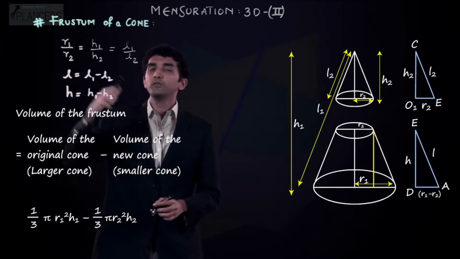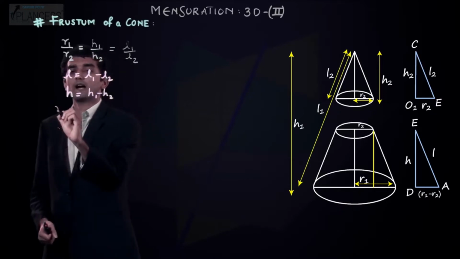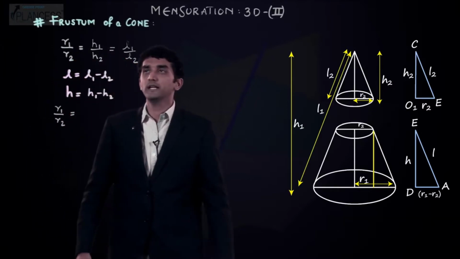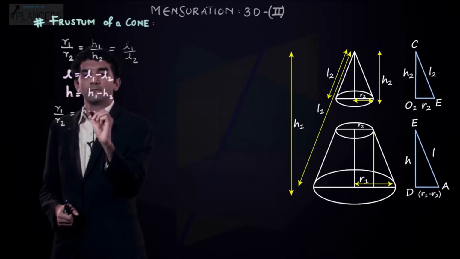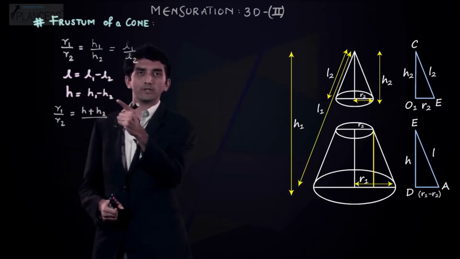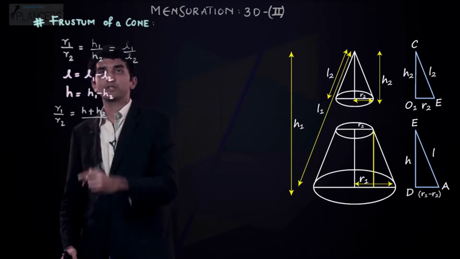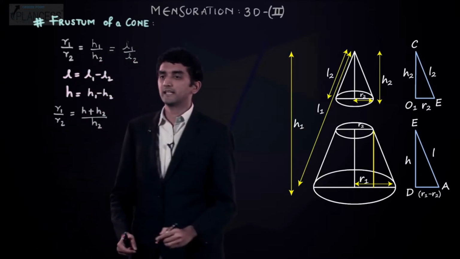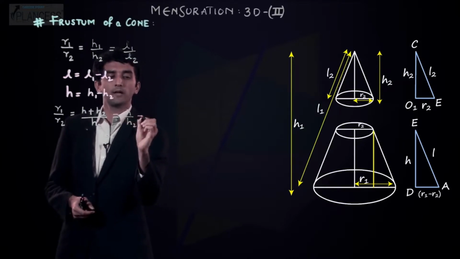Now we have to use this particular result. Using it, we get r1 upon r2 is equal to h1 upon h2. In place of h1, we are going to write h plus h2, because from this particular equation, h is equal to h1 minus h2, so h1 can be written as h plus h2. We are just using the first equality, not the second equality as of now. So this is going to be h upon h2 plus 1.